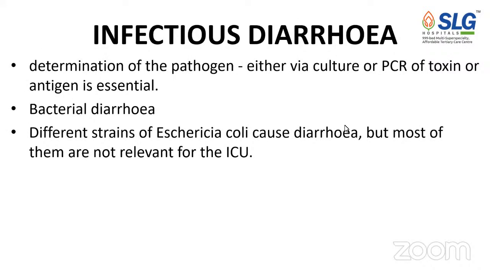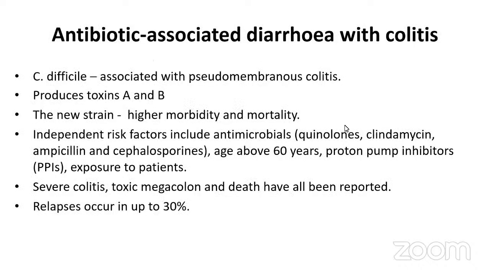So infectious diarrhea. Determination of the pathogen either via culture or PCR of toxin or antigen is essential. So what we do when the patient comes with diarrhea to the ICU or develops diarrhea in the ICU, we send the stool for routine checkup whether any oocysts or any bacteria are present, and also we send for culture sensitivity. We also look for toxin A and B of Clostridium, which is most important because it is highly infectious to the other patients also. So different strains of E. coli cause diarrhea, but most of them are not relevant for the ICU.